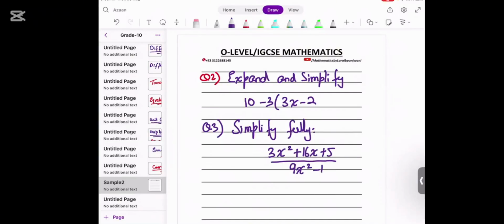What is the answer of question 1? First, tell me the answer of question 1. Okay, let me do it. Then we will solve. Yes.